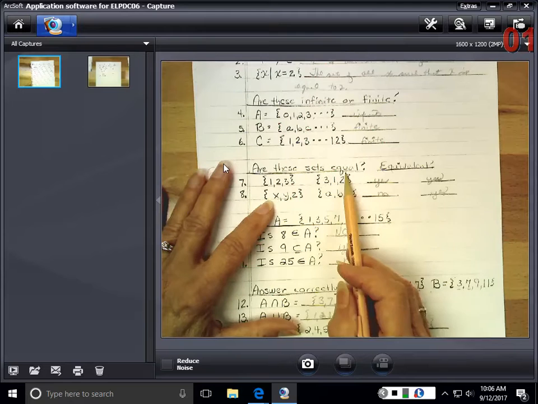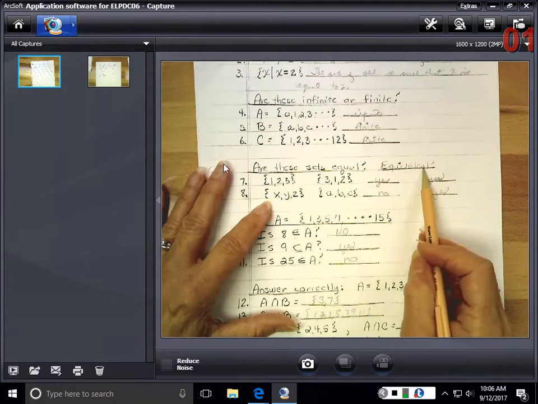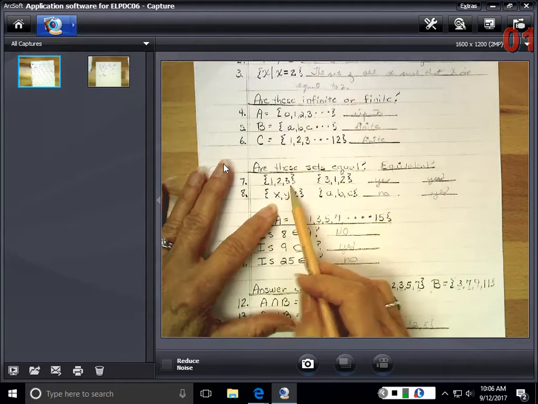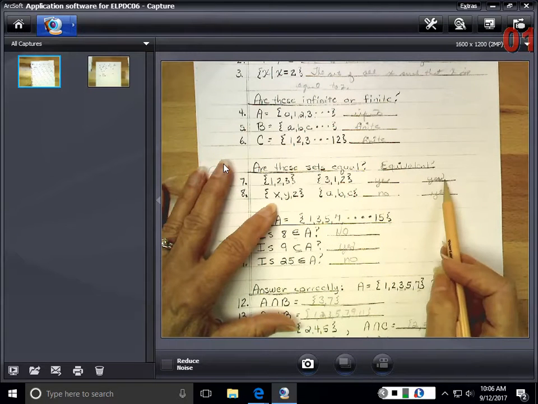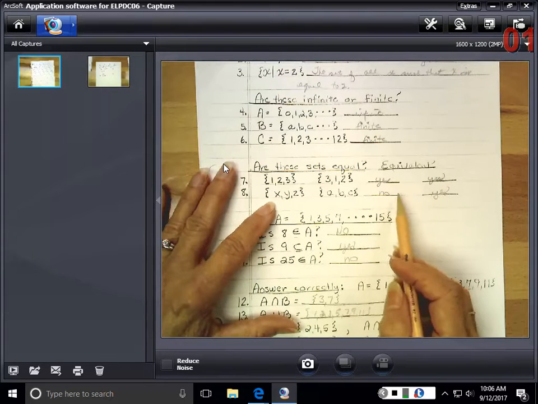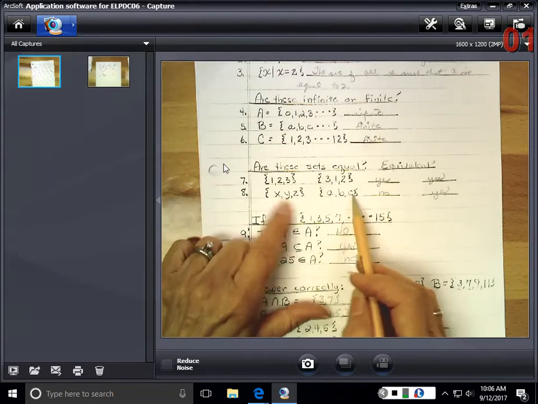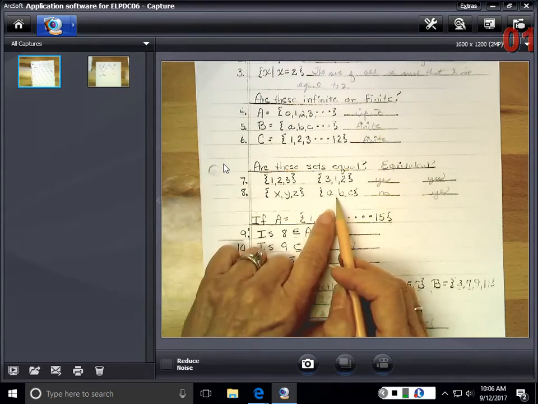Are these sets equal or equivalent? Equal, exactly the same. Equivalent, same number. So 1, 2, 3, and 3, 1, 2. Yes, they are equal. They're the same. Yes, they're equivalent. Same number. X, Y, Z and A, B, C. No, they're not equal. They have different members in them. Yes, they are equivalent because this one has 3 and this one has 3.